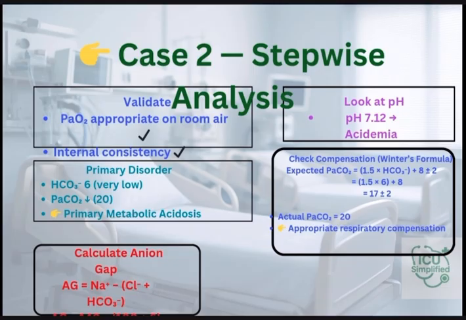We then identify the primary disorder. The bicarbonate level is very low at 6. PaCO2 is also reduced to 20. This pattern indicates a primary metabolic acidosis.